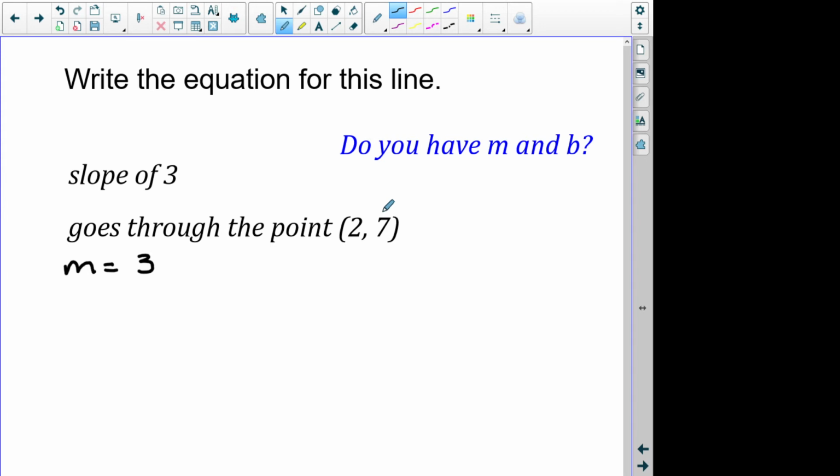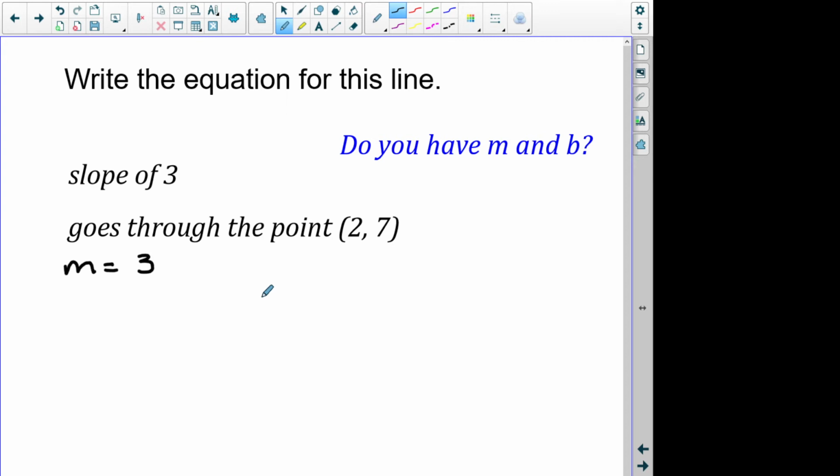It's a very common mistake that people just take that second coordinate and use it for b, but that's not what we're doing. We're trying to find the value where x is 0, and we don't know what that is right now. So there's, again, a number of ways we could do this. One, I could just draw a graph. I could start at the point (2, 7), rise 3 and run 1, plot those points, draw that line and figure out where it crosses the y-axis. That would be one way to do it.